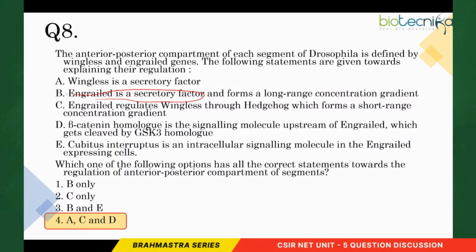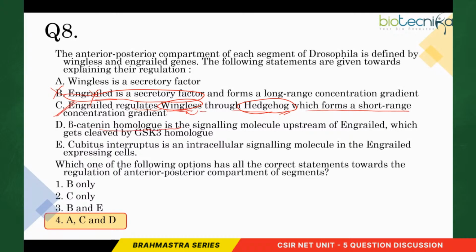But engrailed is not a secretory factor. Engrailed, it should be hedgehog. So B is wrong. Engrailed regulates wingless, that's correct. Through release of hedgehog, engrailed will regulate the release of hedgehog, which forms a short range concentration gradient. So regulation of wingless is short range because it is going to activate only in the cell which is just close to them. So C is correct.